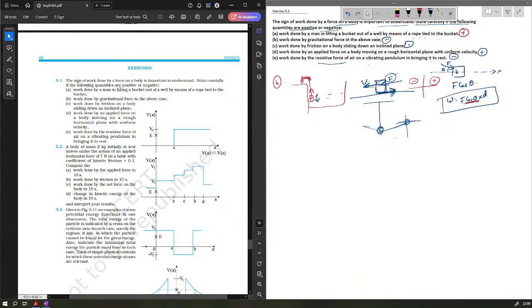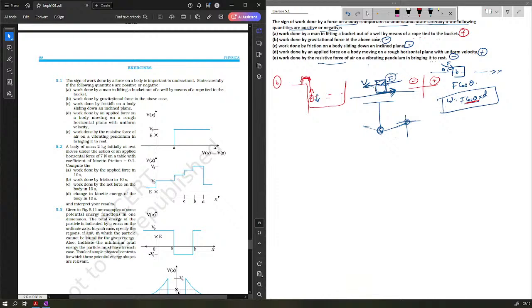And the second case, we have work done by gravitational force in the above case. So the displacement is opposite to that of the force applied, that is, the gravitational force is downwards and the movement of the bucket is upward. So in this case, the work done by the gravitational force is going to be negative.